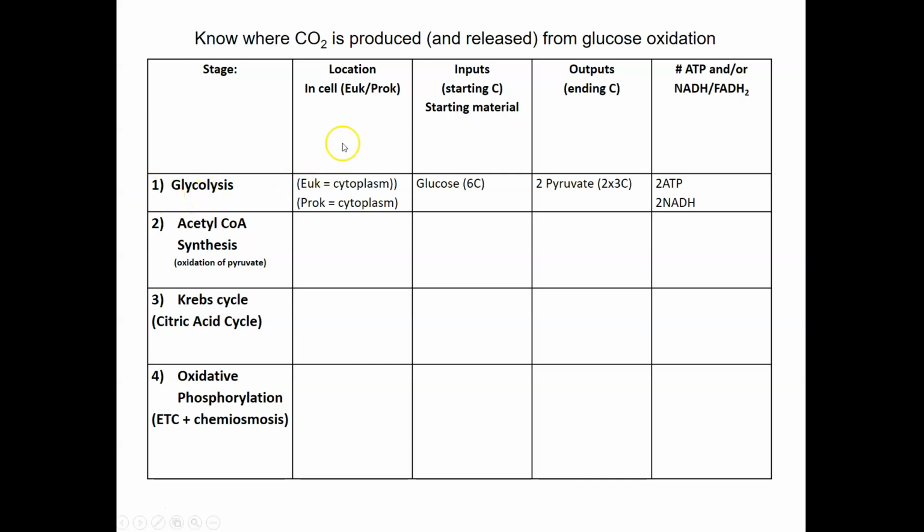All right, so at this point, you should be able to fill out the first portion of your table. So again, glycolysis, where is this taking place? For eukaryotes, it's taking place in the cytoplasm, and prokaryotes, they have no membrane-bound organelles, so it's taking place in the cytoplasm for them as well.